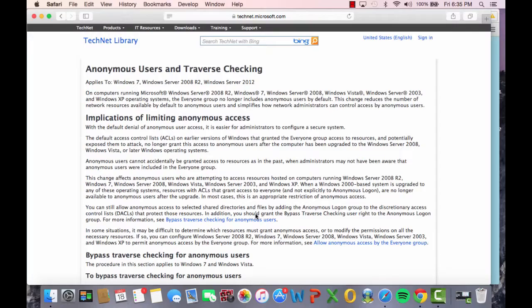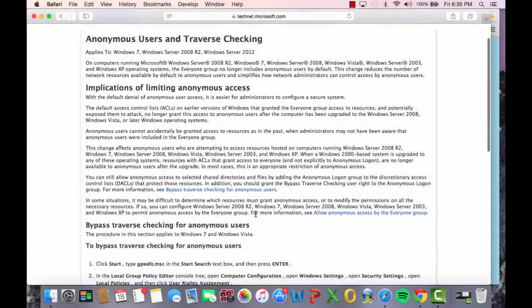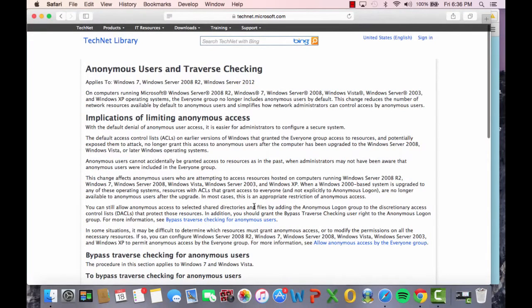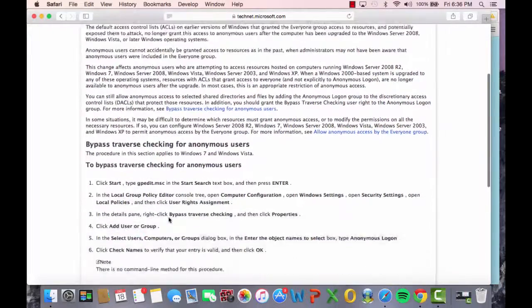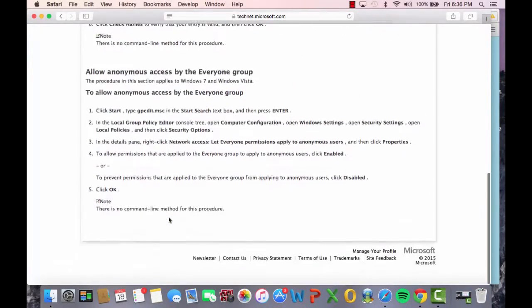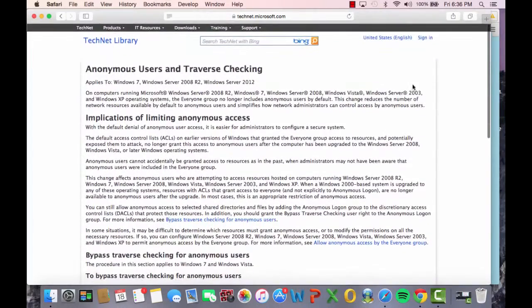I got this information from Microsoft. This specific website gave me information about anonymous users and transverse checking. It talks about the implications of limiting anonymous access, bypass transverse checking for anonymous users, and allows anonymous access by the everyone group. So this is one of the many examples.